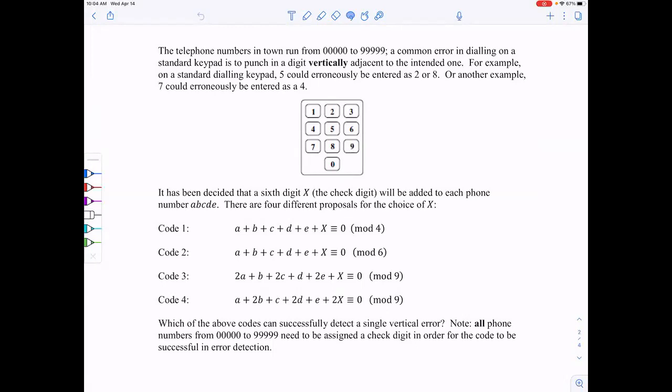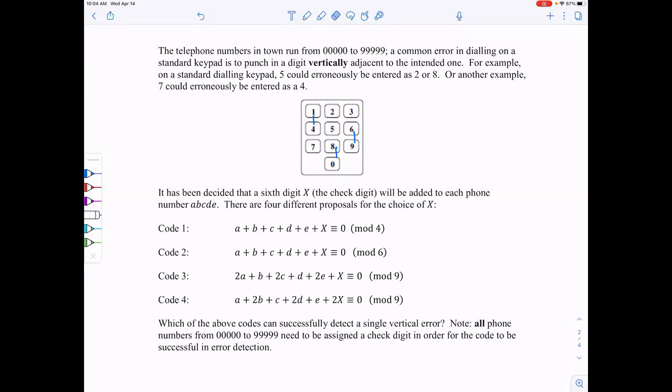Your number could be like 000, all zeros, or a bunch of nines, or anything in between. And when a number like that is called, there's a vertical switch going on. So 1 and 4 could make a change, or 6 and 9 could make a change, or possibly 8 and 0 could also be in a change. So to deal with this error, we've decided to add a 6-digit.